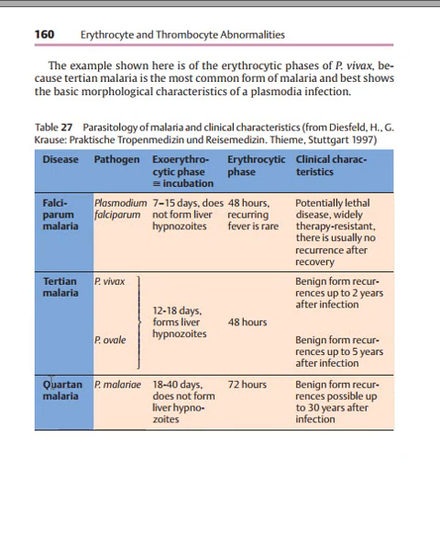Now the next one is quartan fever, quartan malaria. So quartan malaria is caused by Plasmodium malariae. So the incubation period is the longest one, that's 18 to 40 days, and does not form liver hematocytes. The erythrocytic phase also the longest one, that's 72 hours, and it's a benign form of recurrence, possibly up to 30 years after infection. Is it clear? Now the question that you ask me is, why is it that this quartan malaria, which is Plasmodium malariae, is recurring but it does not produce liver hematocytes?